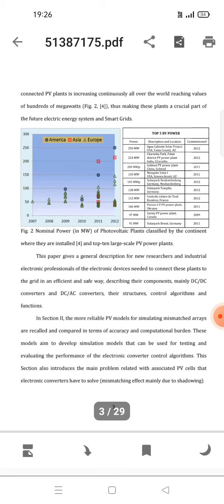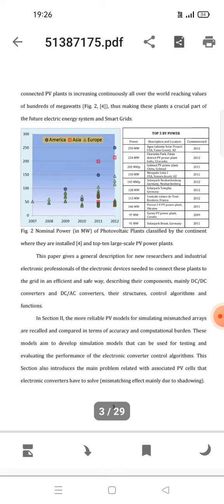This paper gives a general description for new researchers in industrial electronics. Electronic devices are needed to connect these plants to the grid in an efficient and safe way, describing the components, mainly DC to DC converters and DC to AC converters, their converter structures, controlling algorithms and functions in section 2.